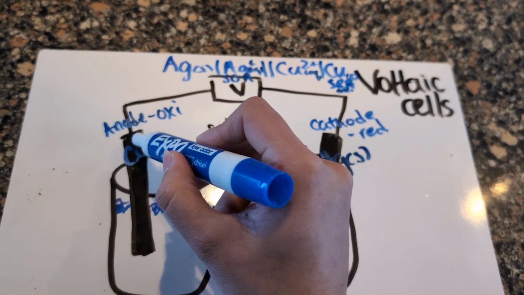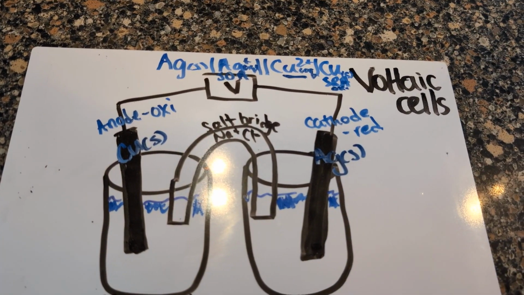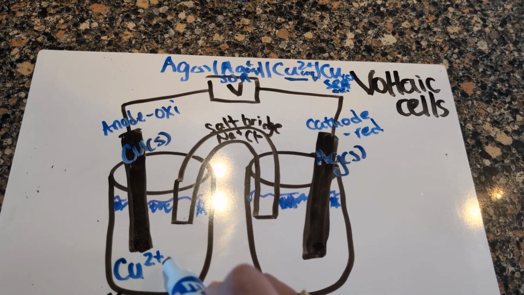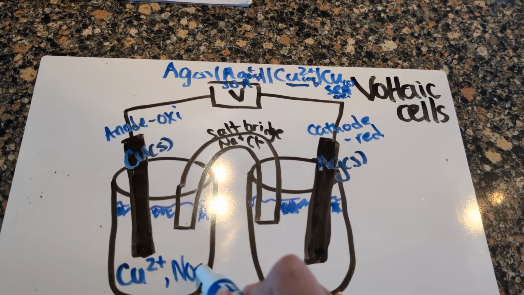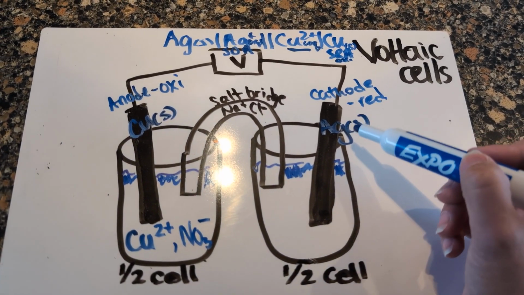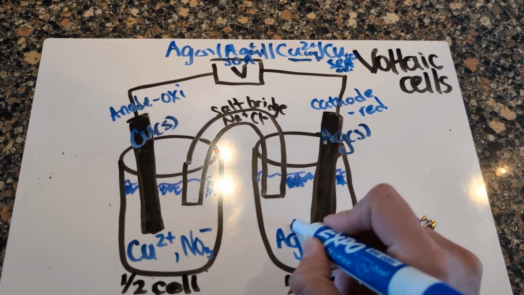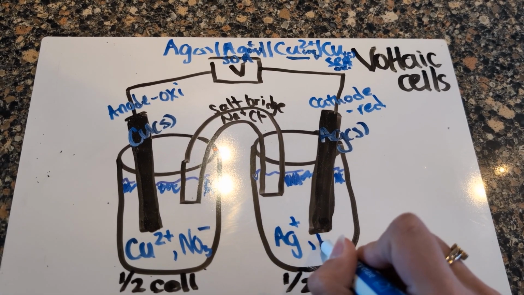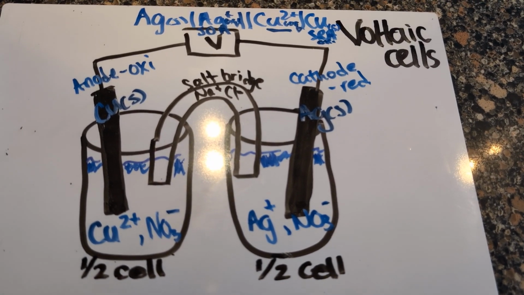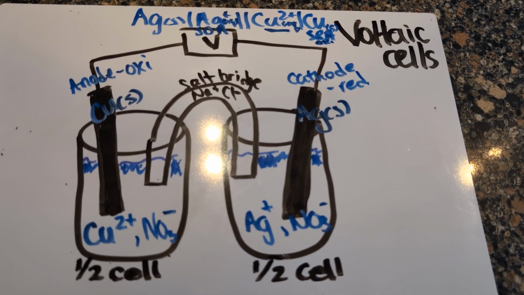So if copper solid is this anode here, then its ion needs to be in solution. So you'll have copper 2 positive, and we would have something negative to be floating around in here with the copper solid, so like nitrate. And then on the other side, we know that silver is our cathode, and so its ion, silver positive, would be in here as well. And I'm just going to write nitrate as well, but it could be any spectator ion that's just there to help facilitate the reaction.